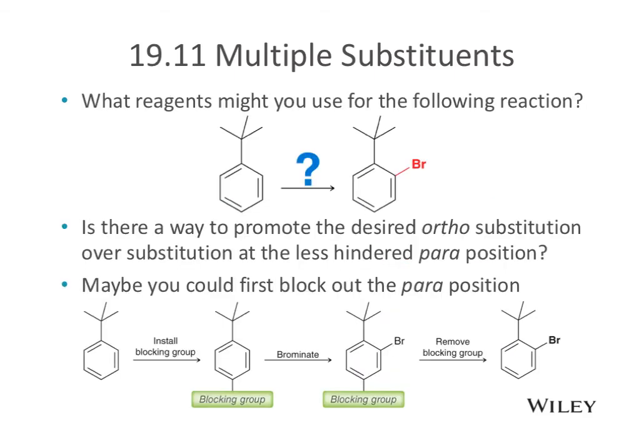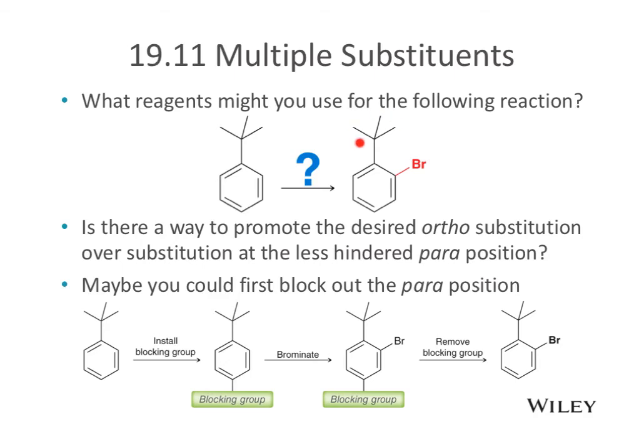Let's take a look at some more examples of multiple substituents. What reagents might you use for the following reaction? I would like to preferentially form the bromination of the benzene ring ortho relative to what is called a tertiary butyl group. There are 4 carbons, 1, 2, 3, 4. That's a butane chain, and the way that it is arranged, because that's now a tertiary carbon, we call it a tertiary butyl group.